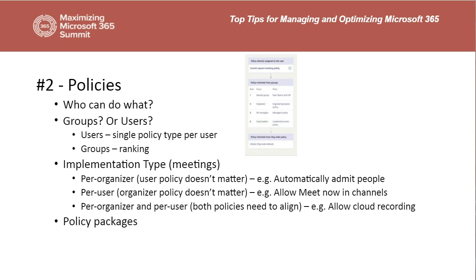This is when both policies have to align. If an organizer does not allow cloud recording, none of the users can start recording a meeting. However, if the organizer does allow cloud recording, but a user has it blocked, you're not going to be able to start that cloud recording. So understanding policies, particularly in Teams.